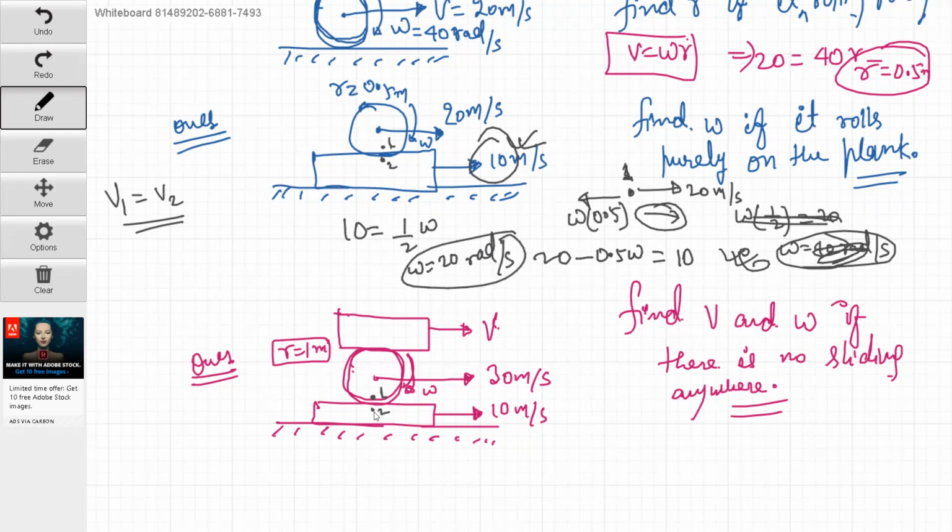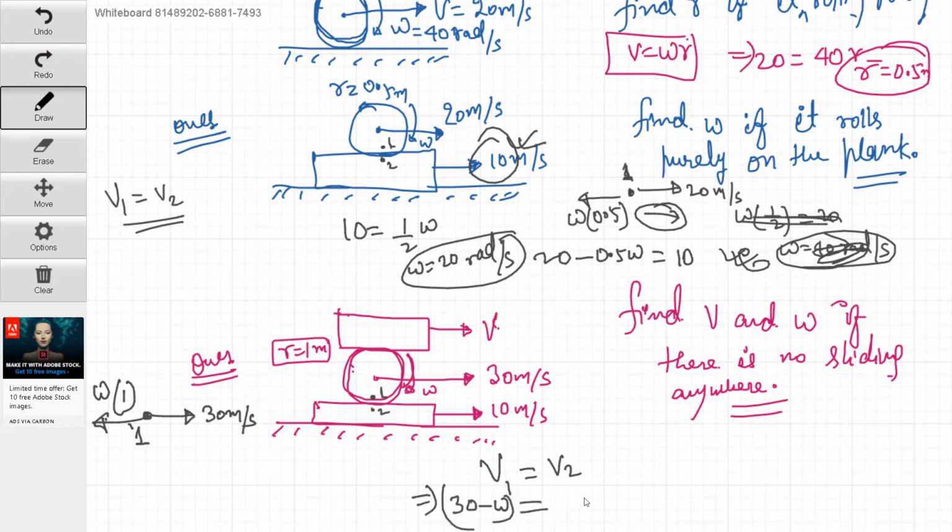Similarly, if you consider points 1 and 2, the velocity of 1 will be equal to the velocity of 2. Point 1 is going in this direction with 30 meter per second and it is moving in this direction with omega into r. R is 1 meter. So V1 is basically 30 minus omega. And what is V2? The velocity of point 2 is equal to 10 meter per second. So omega will be equal to 20 radian per second. Is this all right? Omega is equal to 20 radian per second.